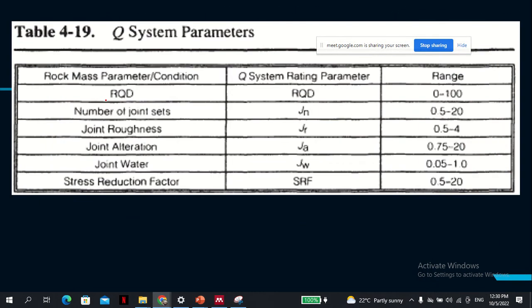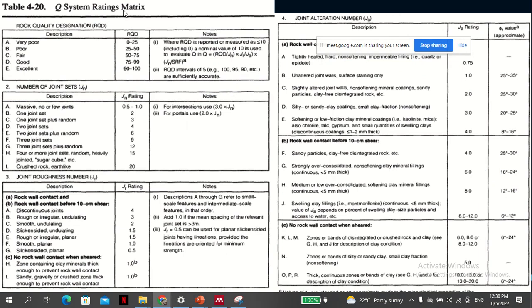So this is the Q system, and these are the ranges of the values that we've talked about: the number of joints, joint roughness, joint alteration, joint water conditions, and stress reduction factor. And these are the matrix, now to the specific conditions, to give the ratings.